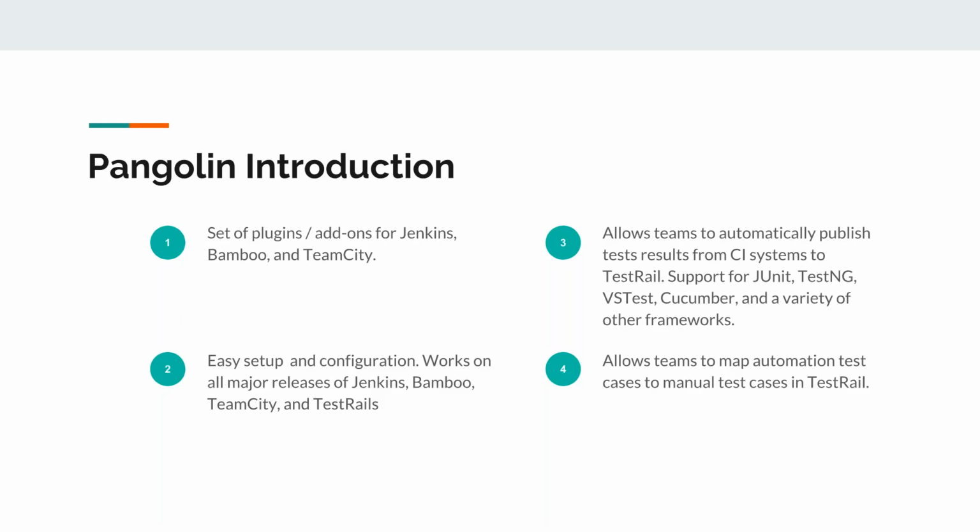And also, teams can map their automation test cases to manual test cases in TestRail. This is especially useful when a business analyst writes their manual test cases in TestRail and then asks the automation team to automate them, execute and record results back to TestRail.